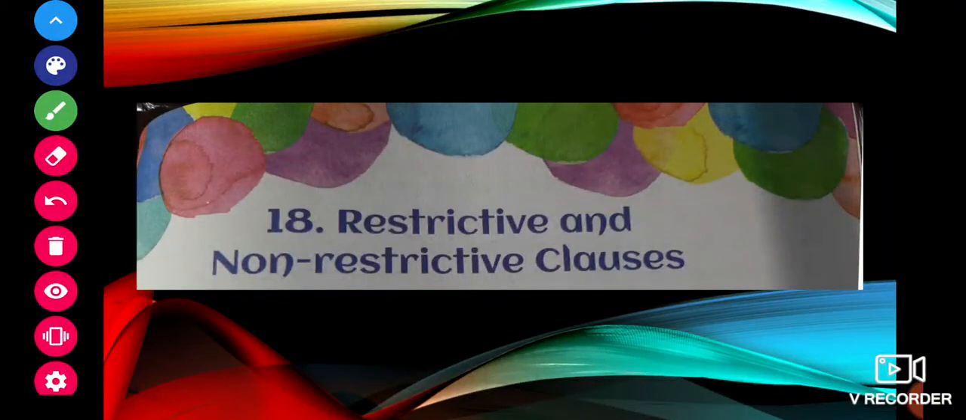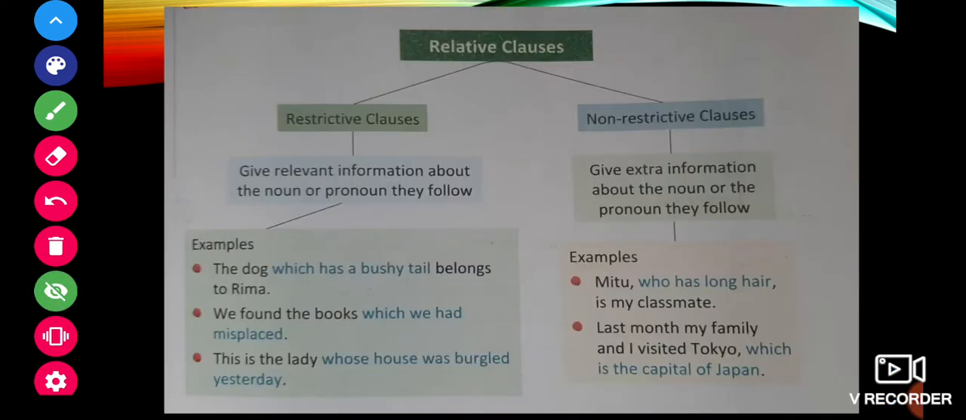Hello students, we are learning English grammar and the topic for today is restrictive and non-restrictive clauses. Let us look at this table first.